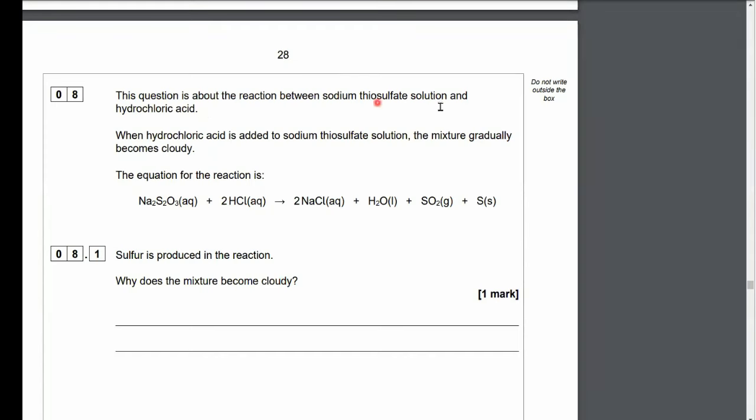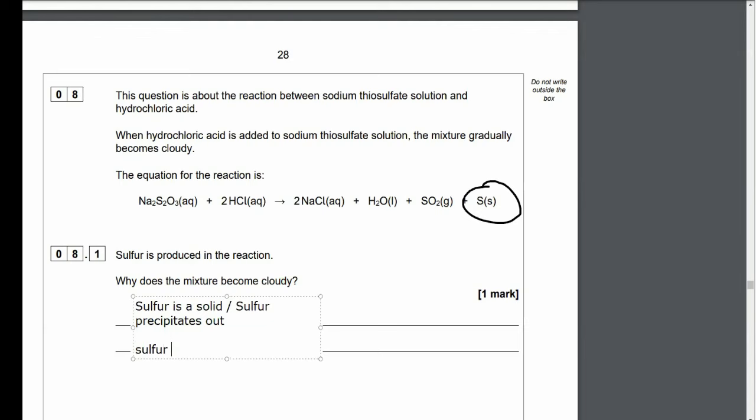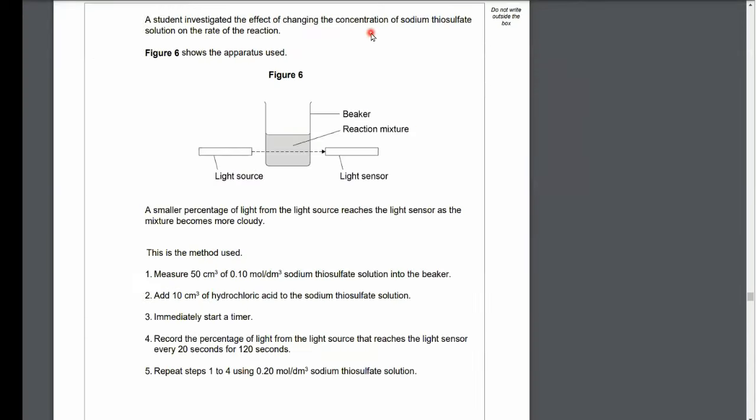So this question is about the reaction between sodium thiosulfate solution and hydrochloric acid. This is question 8. When hydrochloric acid is reacted with sodium thiosulfate solution, the mixture gradually becomes cloudy. The equation for the reaction is sodium thiosulfate plus 2HCl goes to 2 sodium chlorides, a water molecule, sulfur dioxide, and sulfur. Notice the sulfur has a solid state symbol. They will always test you in chemistry on your state symbols. As it's solid, that means it precipitates out. It's the sulfur, the solid, that makes something go cloudy.